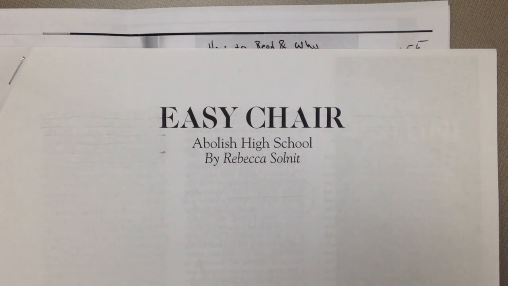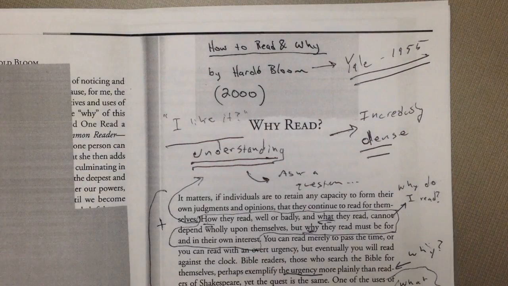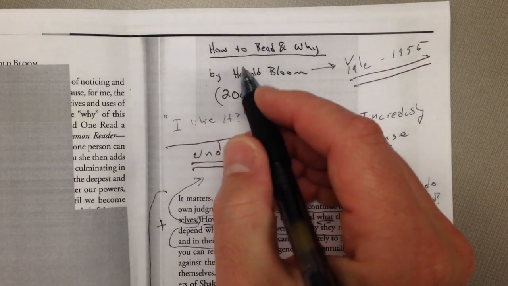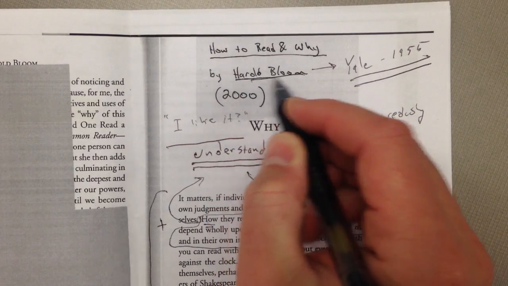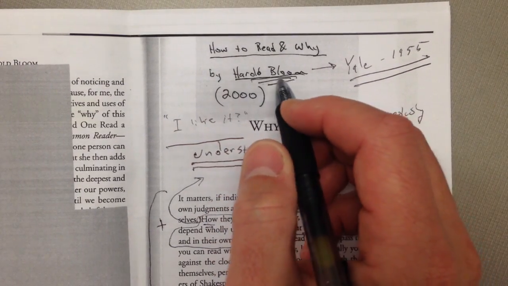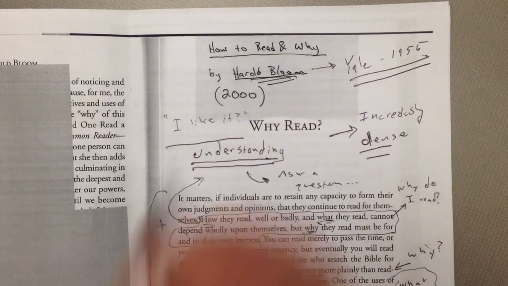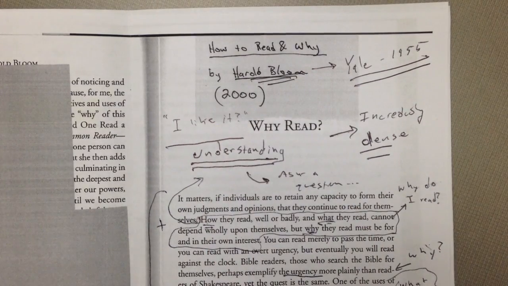Hello everybody. This morning I'm going to be talking about "Abolish High School" by Rebecca Solnit, but we're actually going to start back in Harold Bloom's essay. Like I said, Harold Bloom and his writing is really the framework that we're going to be using when we consider all of the different reading that you're doing, from the essays in the folder to the books that you're reading. We're going to be thinking about Harold Bloom.